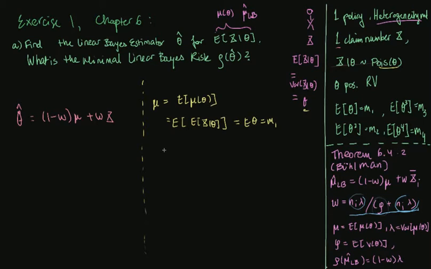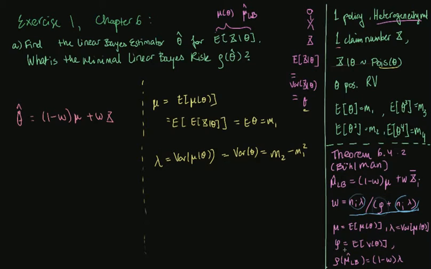So that was mu. And let us also write lambda here. Lambda is equal to the variance of mu of theta. And again, mu of theta was just theta. So we're looking for the variance of theta, which is the second moment minus the first moment squared, right? So we also have an expression for the variance of theta.